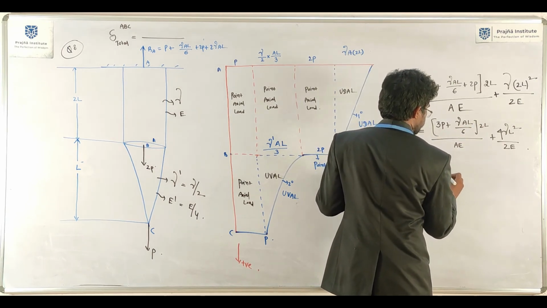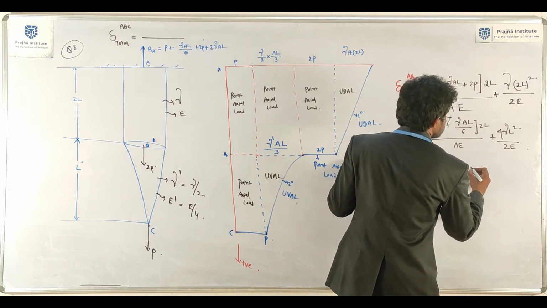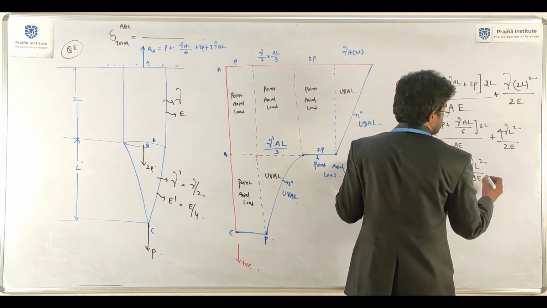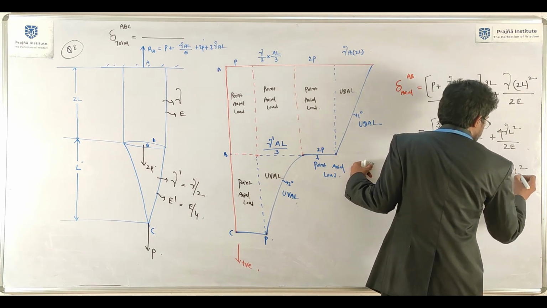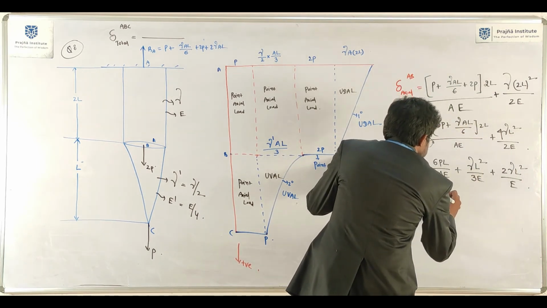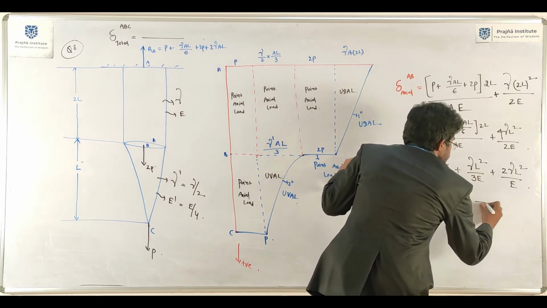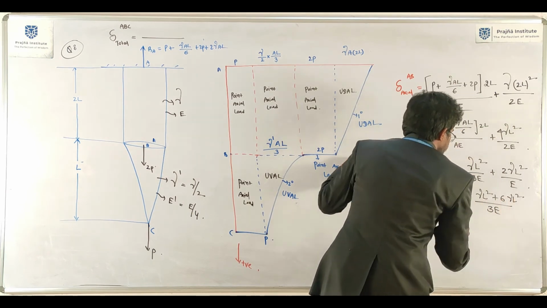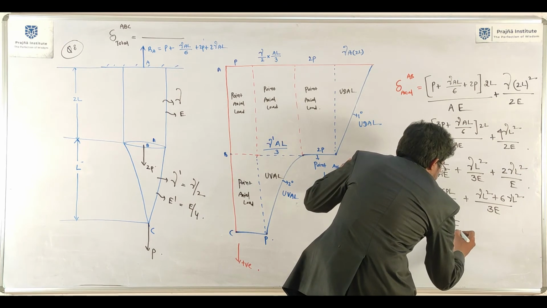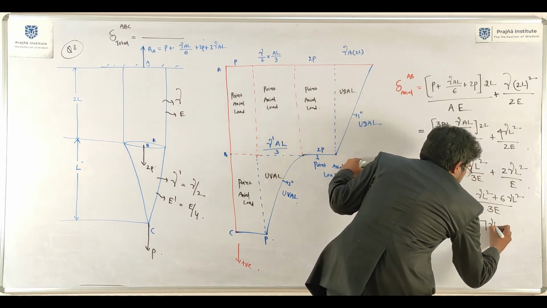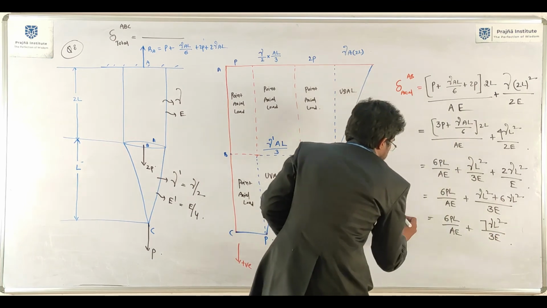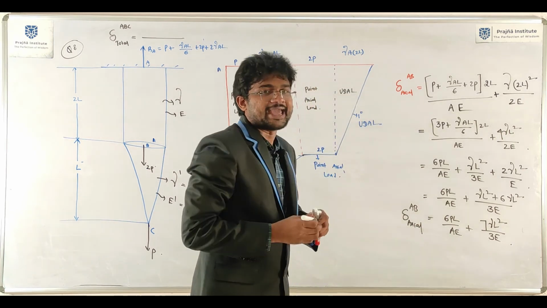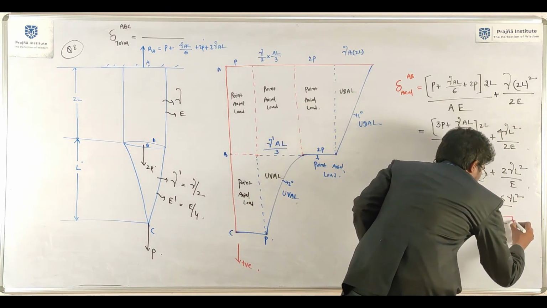6PL by AE plus, AE gets cancelled out, gamma L square by 3E, correct, plus 2 gamma L square by E. 6PL by AE plus 3E gamma L square plus 6 gamma L square. So 6PL by AE plus 7 gamma L square by 3E. This is all about the axial deformation in the portion AB.